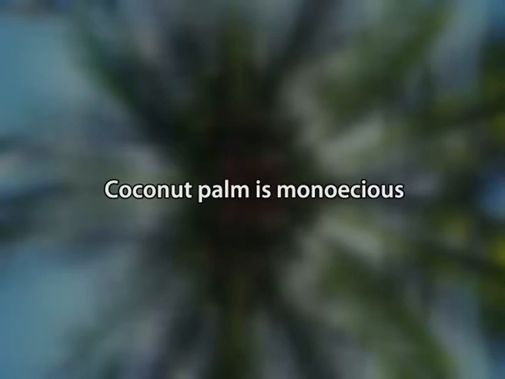The coconut palm is monoecious, that is producing both male and female flowers on the same inflorescence. The male flowers are more numerous than the female flowers. There are about 8,000 to 10,000 male flowers per inflorescence.